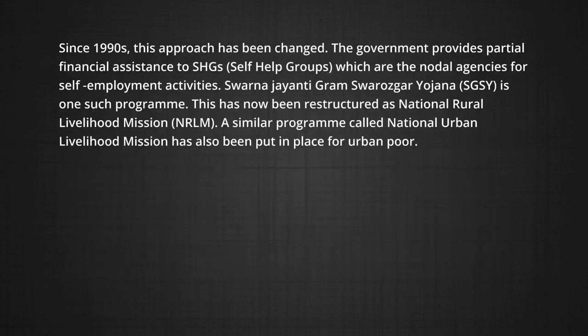Now, since the 1990s, this approach has been changed. The government provides partial financial assistance to self-help groups, popularly known as SHGs, which are the nodal agencies for self-employment activities. Swarna Jayanti Gram Swarozgar Yojana is one such program. This has now been restructured as the National Rural Livelihood Mission, known as NRLM. A similar program called the National Urban Livelihoods Mission has also been put in place for the urban poor.